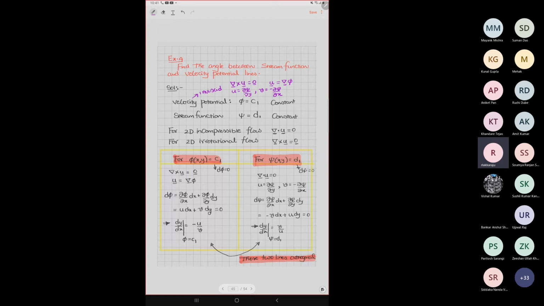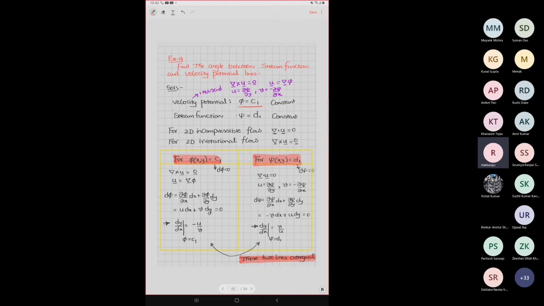What we are trying to look at is what might be the angle between constant stream function lines and velocity potential lines. Can I really find it? For that purpose, as a worked out example, if the velocity potential line is constant, that means phi is equal to constant. Phi of x, y, z, comma t is equal to some constant c1. In the same way, stream function psi is equal to some constant d1. You can think of psi as a function of x, y, z, comma t. Especially in 2 dimensions, it will be psi of x, y, comma t is equal to some d1.